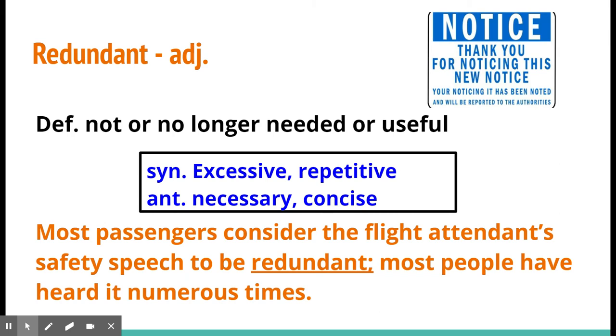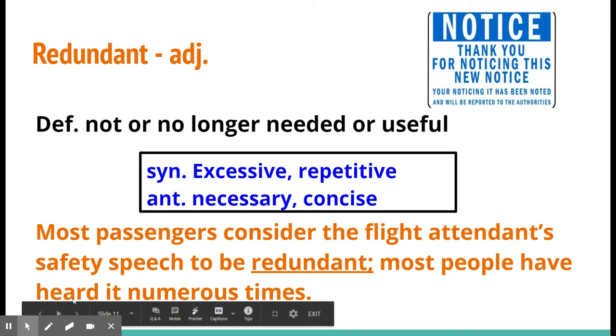They've told you to clean your room 15 times and you've already done it, so them asking you to do it again is redundant. Synonyms: excessive or repetitive. Antonyms: necessary, concise. Most passengers consider the flight attendant's safety speech to be redundant. Most people have heard it numerous times. Redundant.